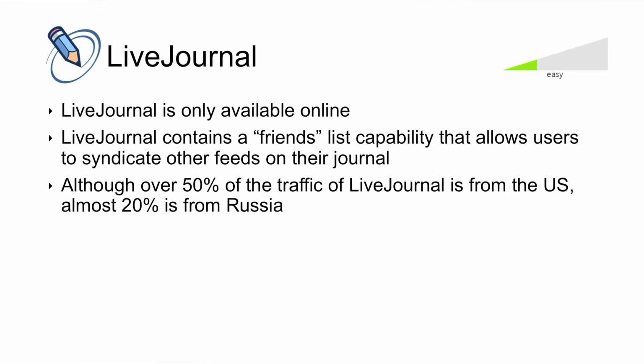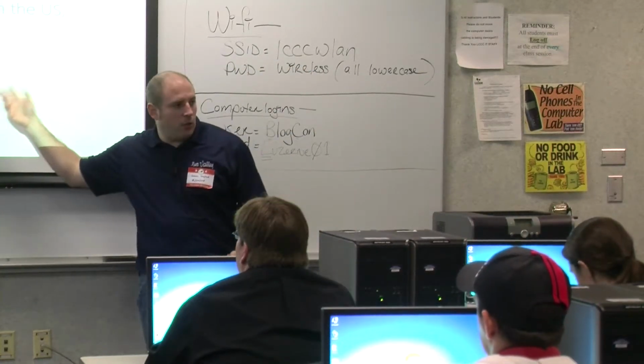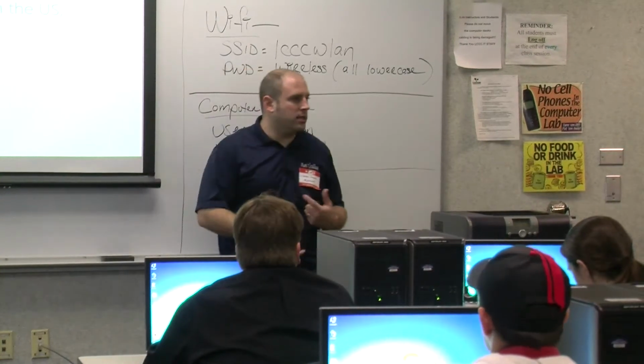LiveJournal, again, this is a pretty easy one to set up. LiveJournal is only available online. Over 50% of all of LiveJournal's traffic is from the US, but kind of strangely, 20% of its traffic is actually coming from Russia. So depending on the type of blog you're setting up, you may be able to drive some traffic to your site, depending on what kind of content you have on there, just knowing statistics like this.